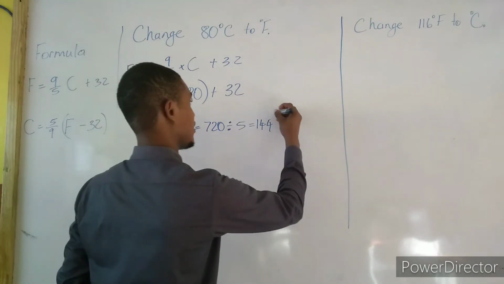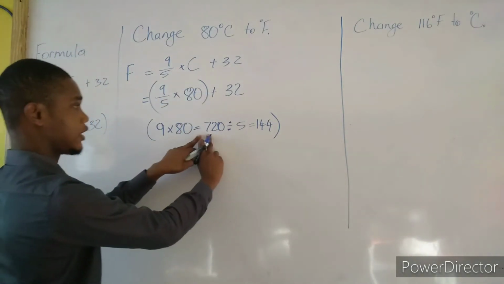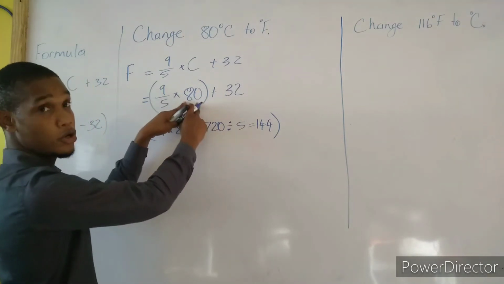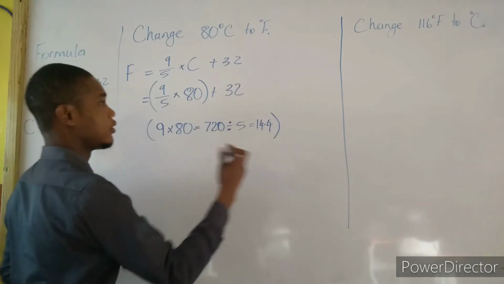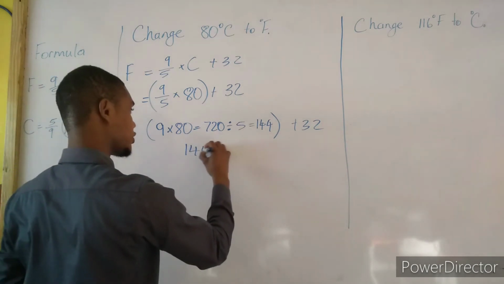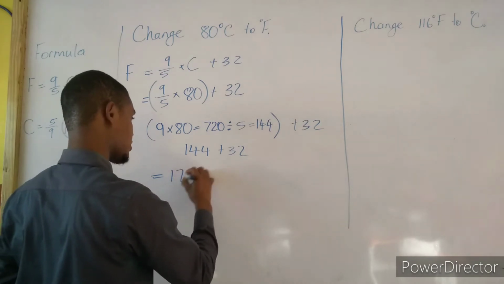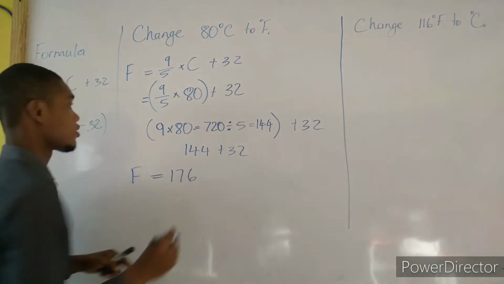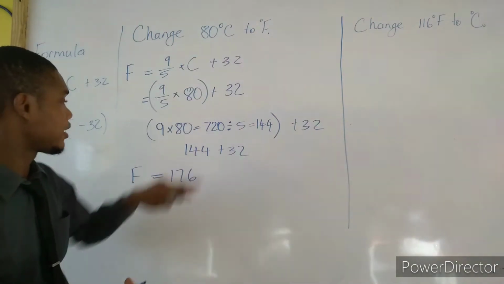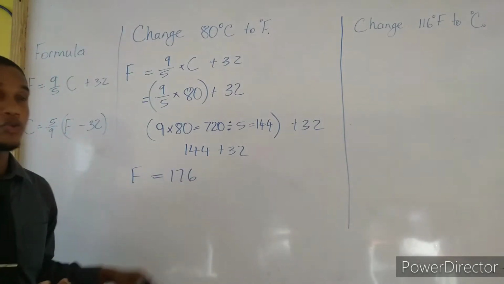So this part is all that's in the bracket. So you see 9 times 80 equals that, and then you divide it by the denominator. So numerator multiplied by whole number, divided by denominator. And then you still have your plus 32. So it's technically saying 144 plus 32, and you just add them as usual, so 176. So the Fahrenheit equivalent to 80 degrees Celsius is 176 degrees Fahrenheit. So that's how you would use this formula.